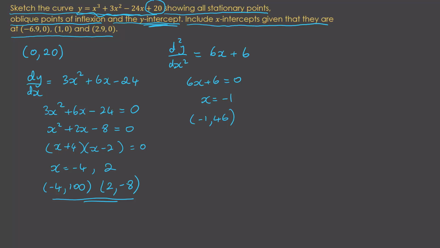I know it's oblique, of course, because the turning points or stationary values are at negative 4 and 2, so the gradient doesn't go flat, it doesn't go to 0 at negative 1.